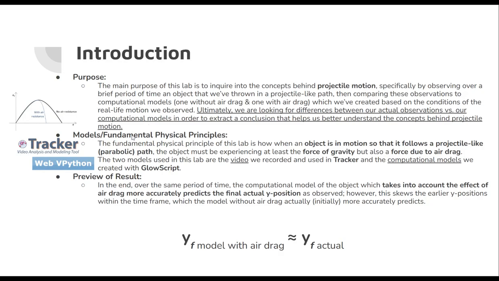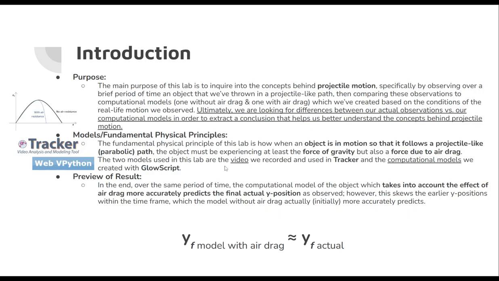So the fundamental physical principle behind this lab is the idea of how when an object is thrown in motion, so it follows a projectile-like path, the object is at least experiencing the force of gravity, which is often what we only take into consideration in Physics 1. However, in real life, there is in fact another force due to air drag, which we don't really touch on in Physics 1, and so that's what we're investigating in this lab.